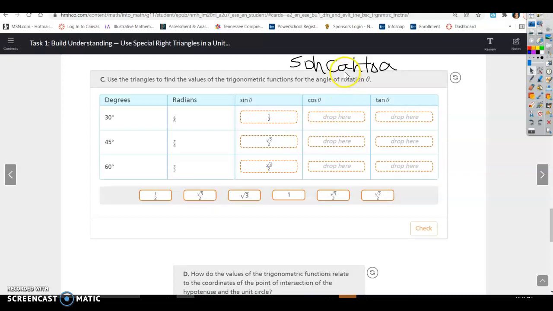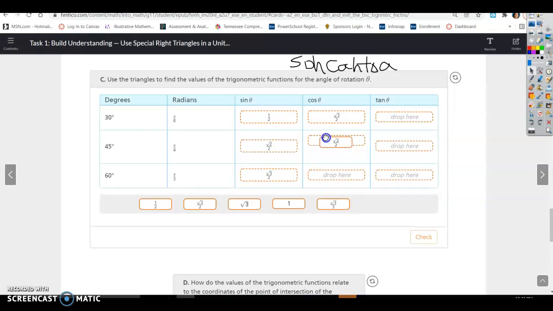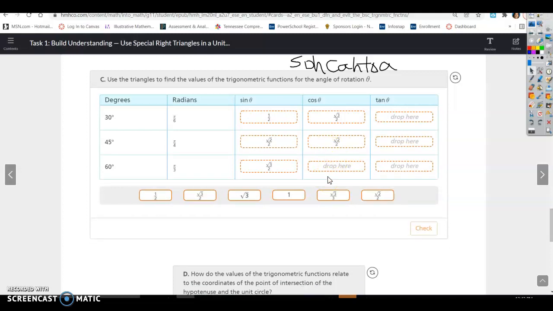All right, cosine is adjacent over hypotenuse. So if we look at our 30-degree angle, our adjacent is square root of 3 over 2, and our hypotenuse is 1. So square root of 3 over 2. All right, our 45-degree angle is going to be square root of 2 over 2 over 1. And then we have our 60-degree angle. We need adjacent over hypotenuse. So we're going to have 1/2 over 1, which is just 1/2.